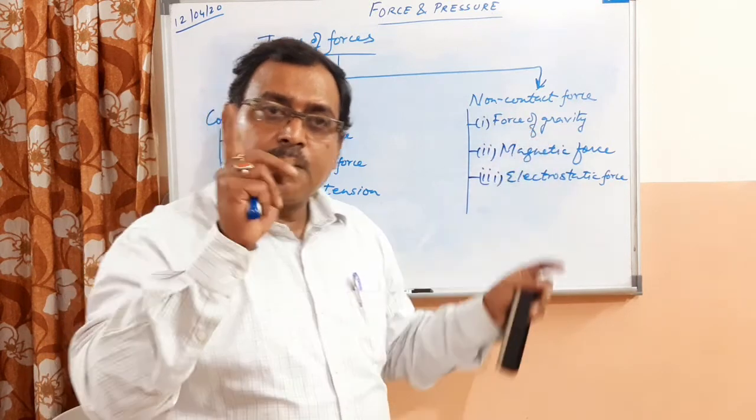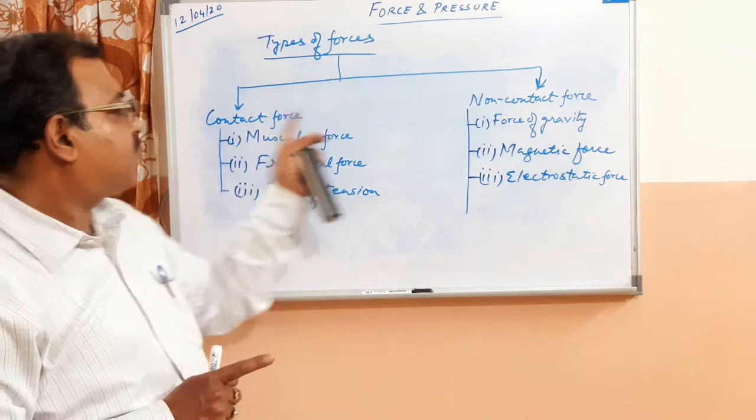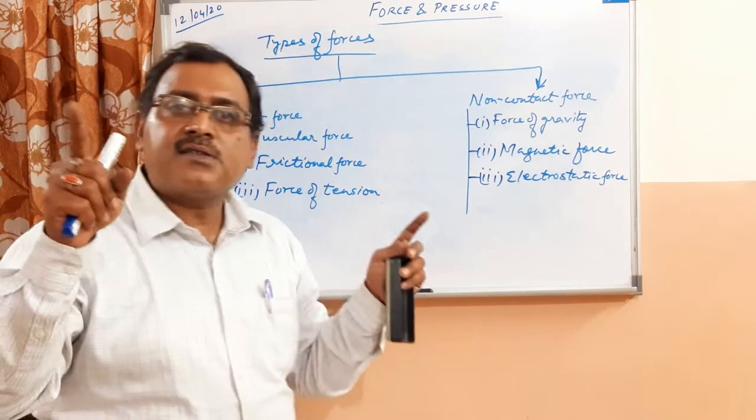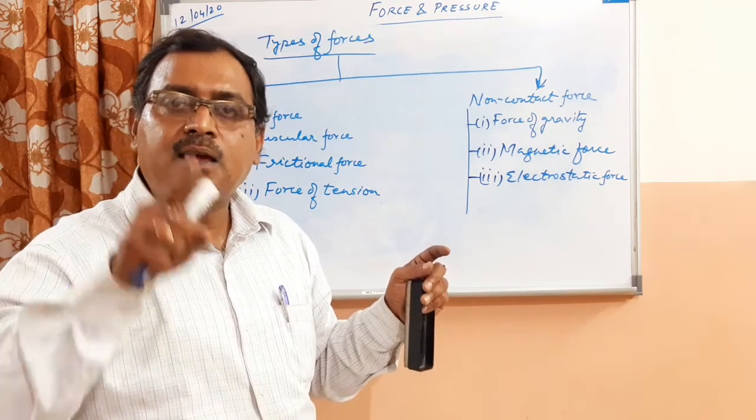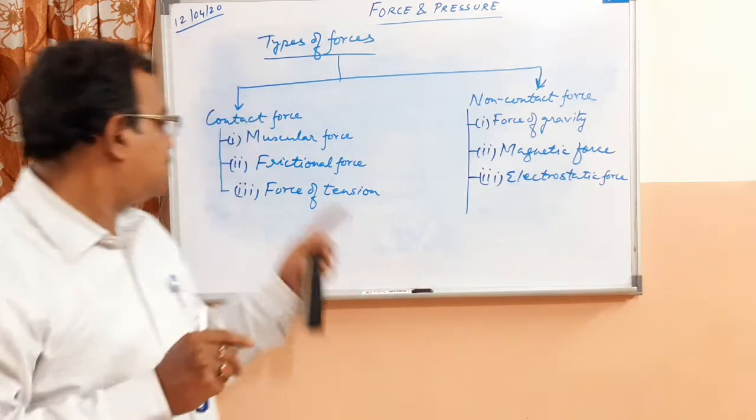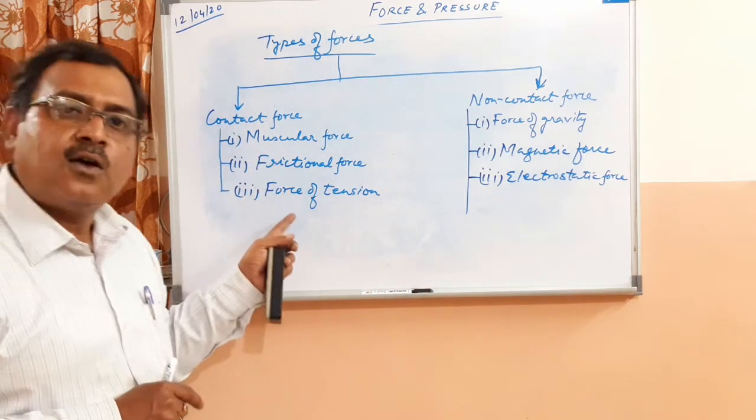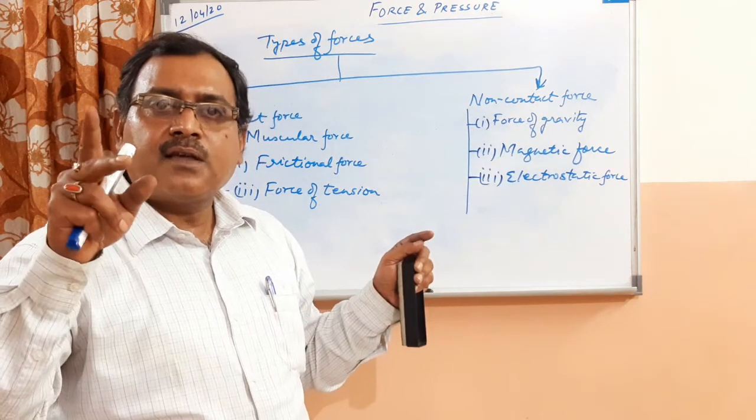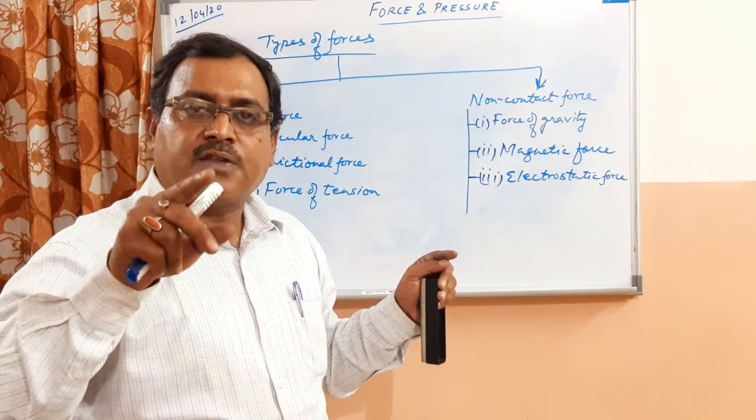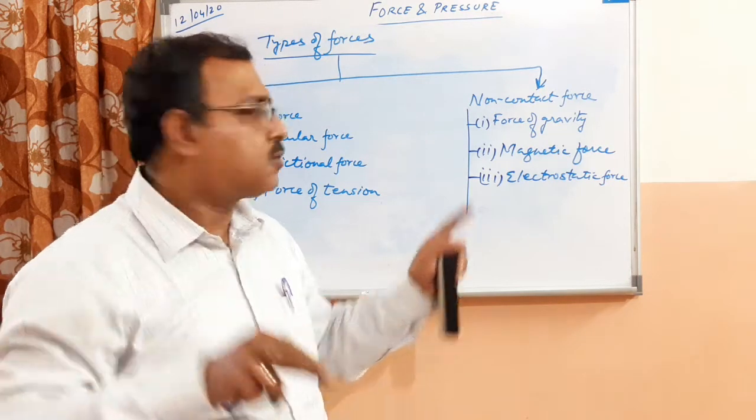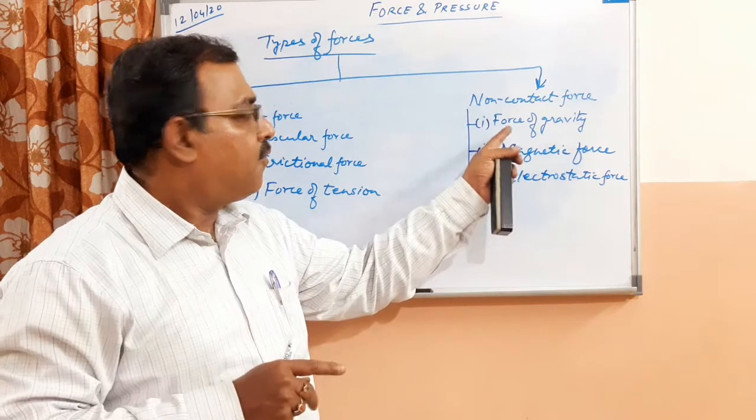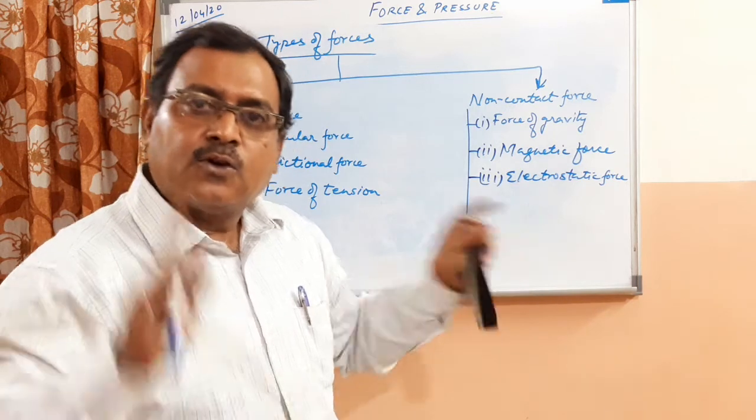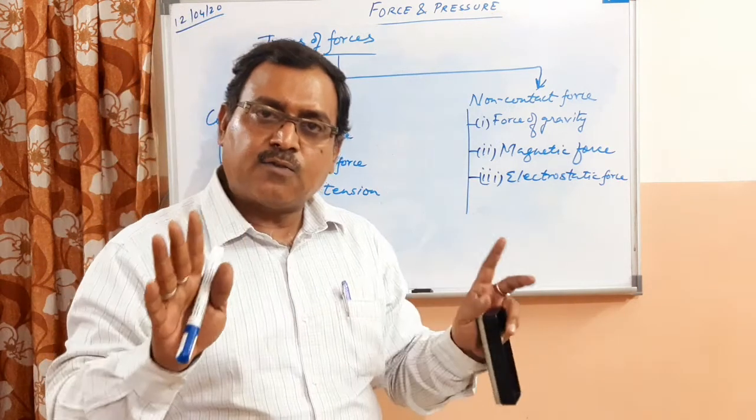Clear, children? So remember, two types of forces. One is called contact force, one is the non-contact force. Contact force is that one where both bodies are in contact with each other either directly or indirectly. Three examples: muscular force, frictional force, force of tension. The other one is non-contact force. Here, when two bodies are not in contact with each other either directly or indirectly, then such a force is called non-contact force. Again three examples: force of gravity, magnetic force, electrostatic force. Did you understand? So this much you should understand with examples.